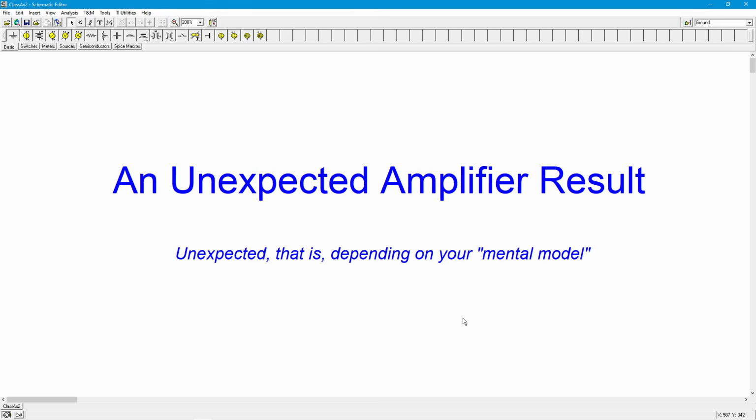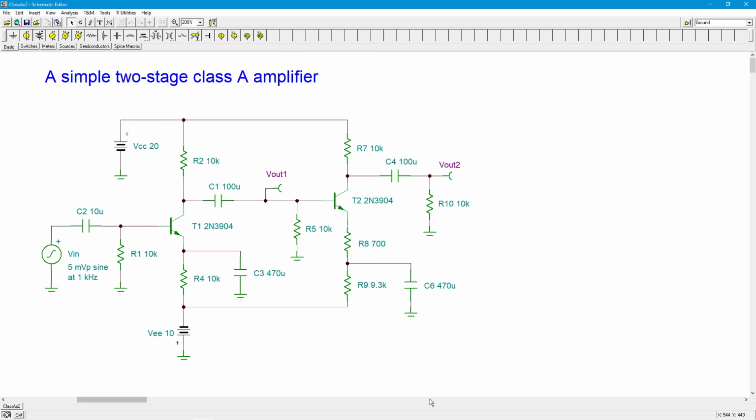All right, let's get started. We're going to look at a simple two-stage Class A amplifier to illustrate this concept that I'm bringing up. Sometimes circuit performance can surprise you. Let's begin with a basic DC analysis, and then I'm going to look at an AC analysis, and then we're going to get into something a little bit more interesting.